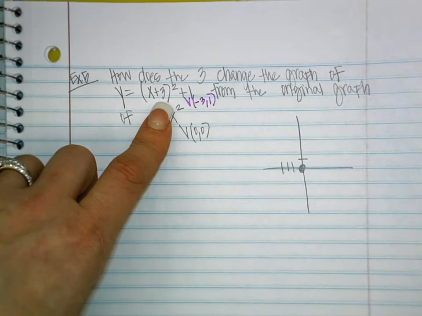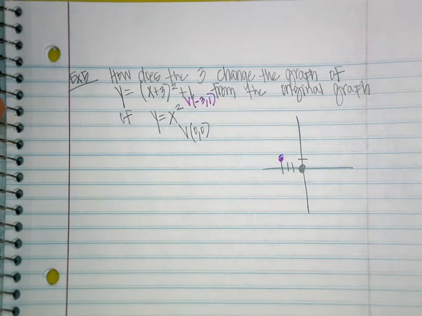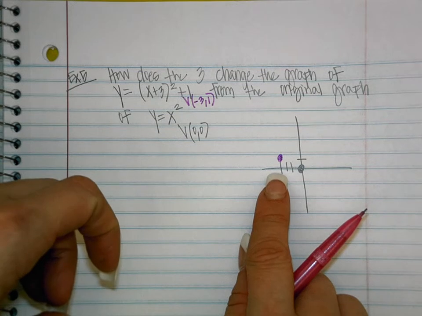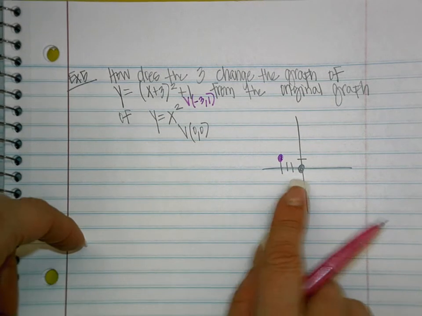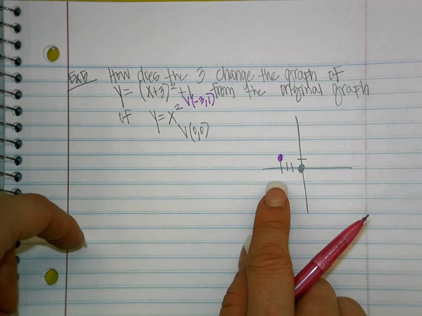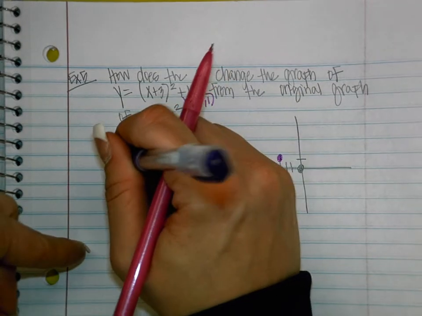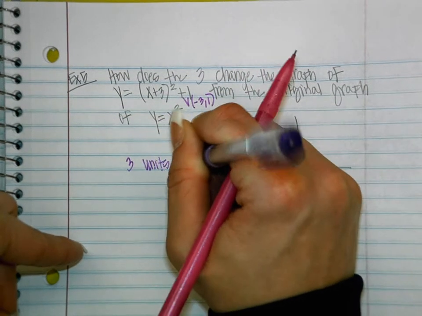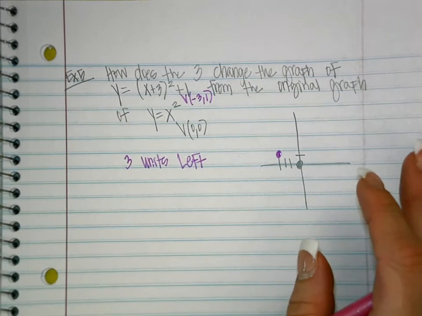Now, it really doesn't matter that this would open up. Okay, it has a minimum. But what did that 3 do? What direction did it move it? Left. How many spaces? 3 units. So the actual answer here is 3 units left. Okay, so you have to understand how to translate from one parabola equation to the next.